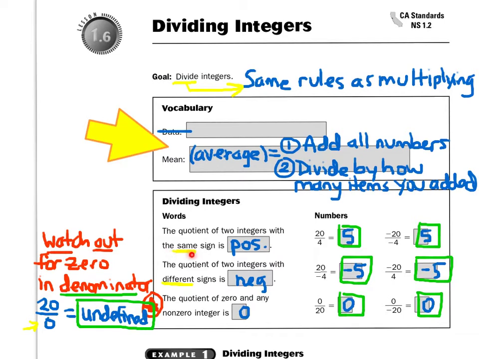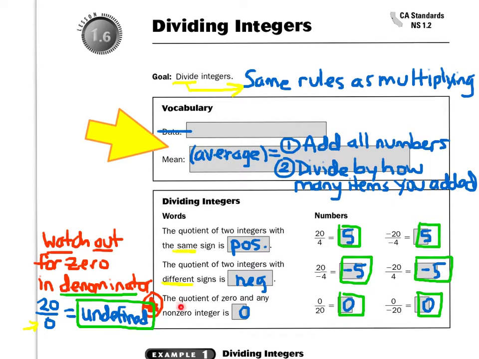Okay, take a look here. So again, the same sign, the quotient's going to be positive. So 20 divided by 4 would give us positive 5, or negative 20 divided by negative 4 would give us positive 5. So when the signs match, our quotient's going to be positive. Now, if we have different signs, our quotient's going to be negative. So 20 divided by negative 4 gives us negative 5, and negative 20 divided by 4 gives us negative 5.